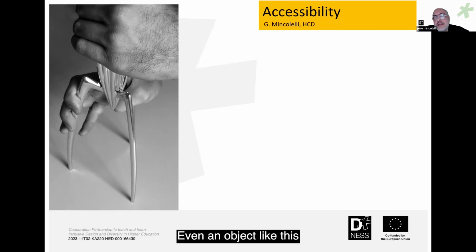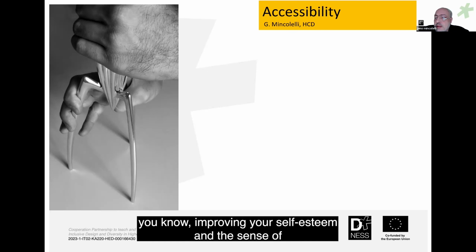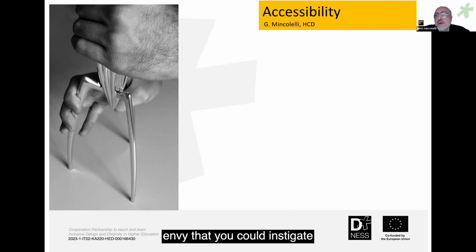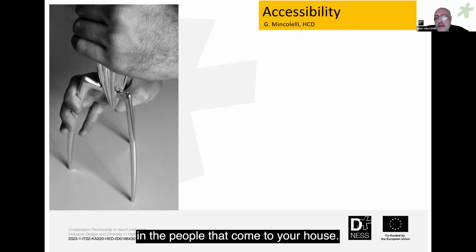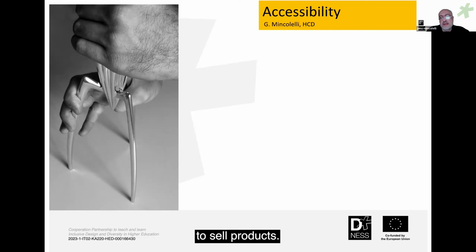Even an object like this has nothing to do with the usual reason of desirability of a design product. It's just a matter of self-esteem, improving your self-esteem, and the sense of envy that you could instigate in the people that come to your house. And we must reflect about this. Exclusion is a powerful way to sell products.